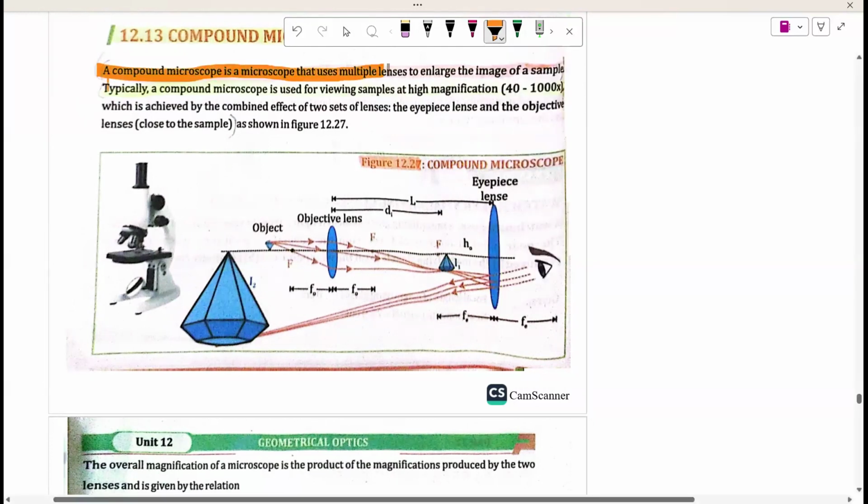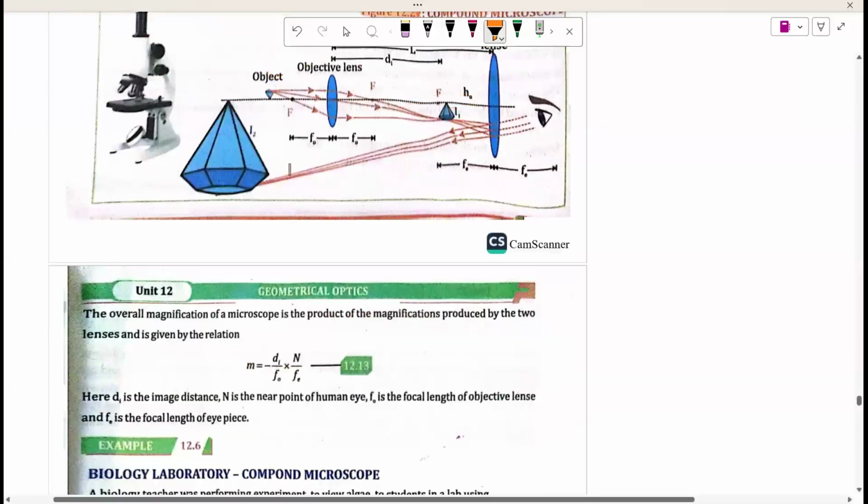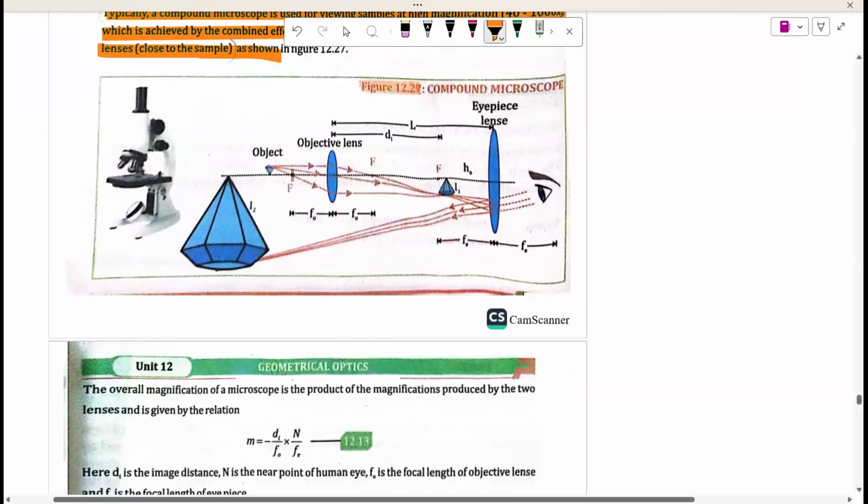A compound microscope is a microscope that uses multiple lenses to enlarge the image of a sample, as I've just told you. Typically, a compound microscope is used for viewing samples at high magnification, 400 to 1000 times, which is achieved by the combined effect of two sets of lenses: the eyepiece, which is closer to the eye, and the objective lens, which is closer to the object. Here you could see the focal length mentioned. This is the focal length of this lens, and this is the focal length of this lens.